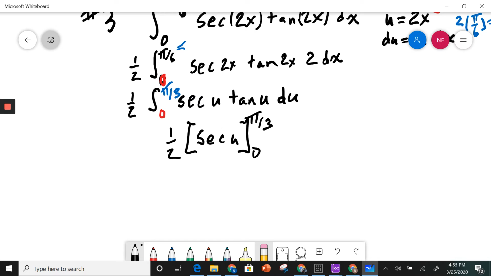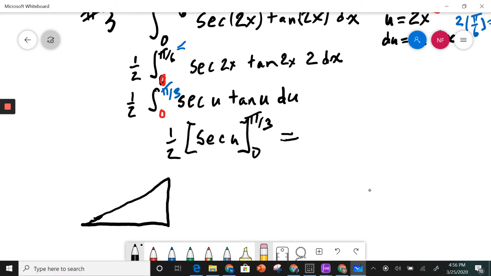And we get, well, pi over 3. We're going to have to use our special triangle again. So draw a triangle, or you have these memorized, unit circle. So this is pi over 6. This is pi over 3. This would be 2. This would be 1. This would be square root of 3. We're talking about pi over 3.